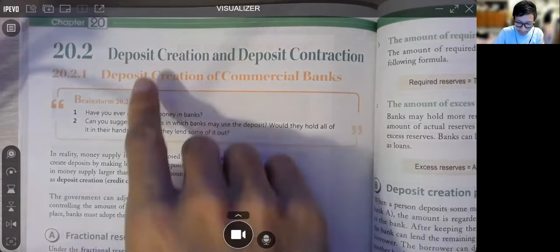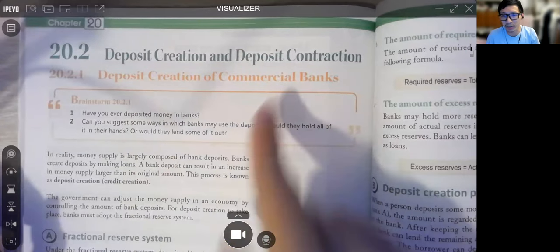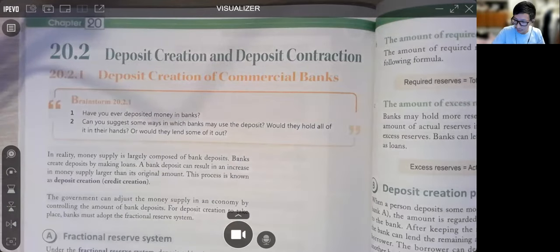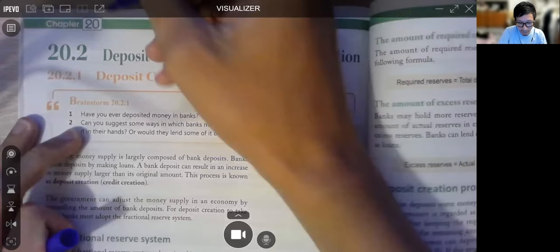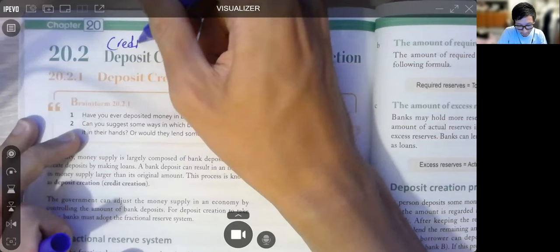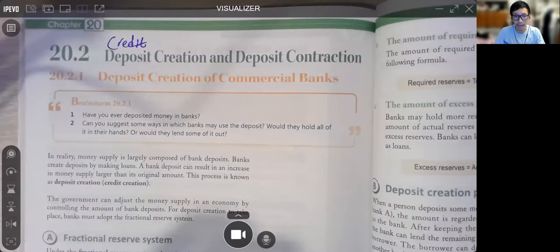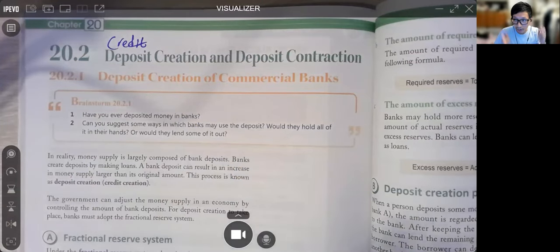Chapter, which is deposit creation and deposit contraction. Sometimes you will see it is not called deposit creation. Sometimes it's called credit creation. Okay, it doesn't matter, it's the same. Okay, now I've decided we're going to split that into two videos.